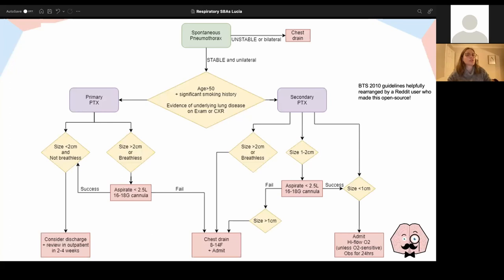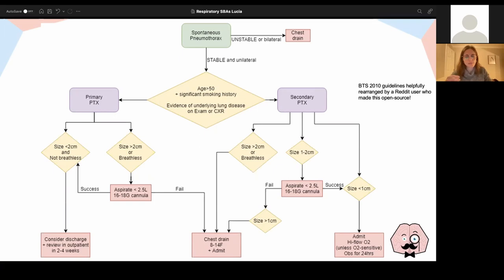In secondary pneumothorax instead, there's further subdivisions. So if it's a very small pneumothorax with a size of less than 1 centimeter, you might want to keep the patient in, give them oxygen if they're hypoxic, and just watch them, because these patients have a high risk of the pneumothorax progressing to a bigger size if more of the lung collapses, or if it's a bulla that's burst in a patient with COPD, they can also have problems such as hemothorax and stuff like that, if there's any involvement of blood vessels.